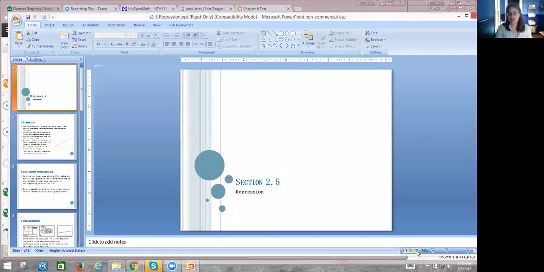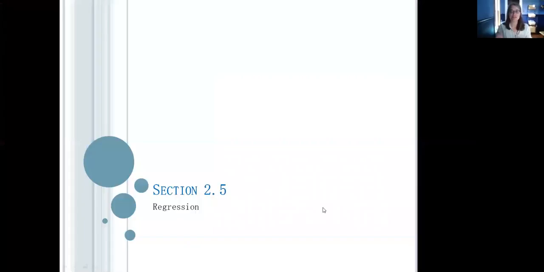Today we're going to finish out Chapter 2 with a conversation about regression. Now, regression is a fancy word for curve fit. What this means is we can take sets of data, points that we have measured or found, and find a curve that best fits those points. So let's look at an example.